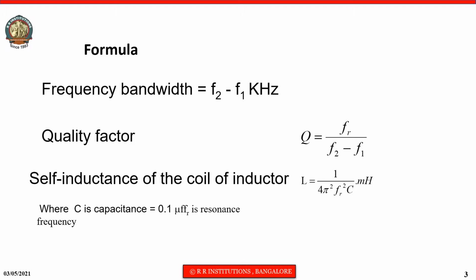Frequency bandwidth can be calculated using f2 minus f1. Quality factor can be calculated using the formula Q is equal to Fr divided by bandwidth. And self-inductance of the coil or inductor can be calculated as L is equal to 1 upon 4 pi square Fr square into C, where Fr is the resonance frequency, C is the capacitance of the capacitor used in the circuit.